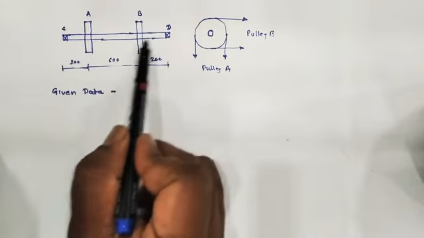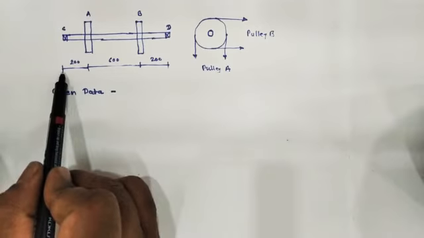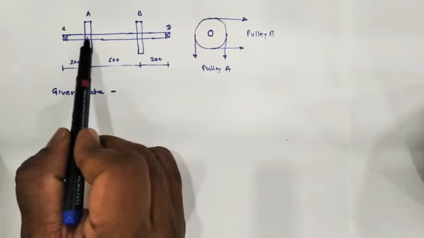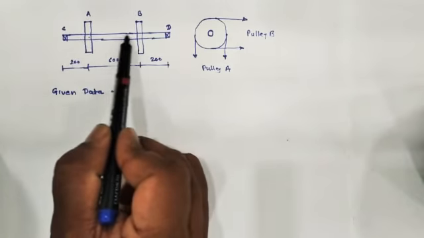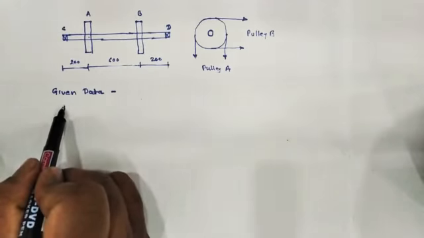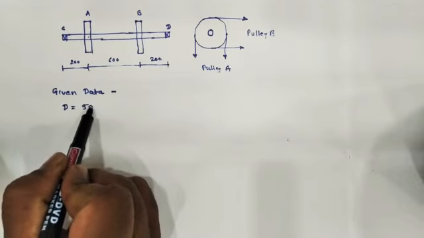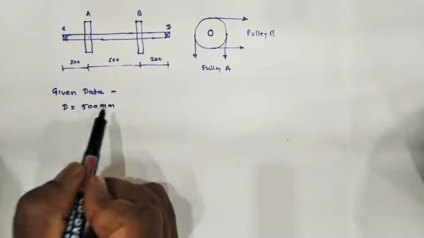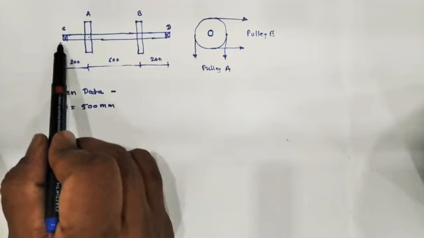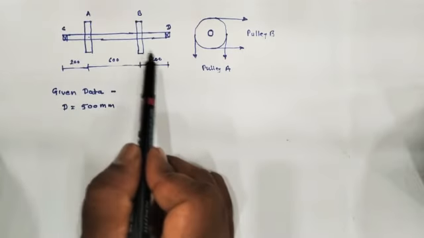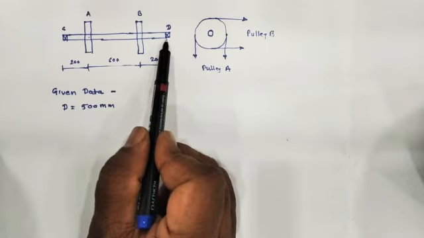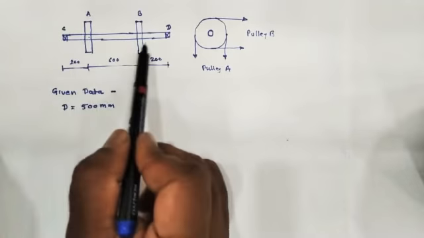The length of the shaft between the bearings is equal to 1000 mm, on which the pulleys A and B, both of the same diameter, are mounted. The diameter of the pulley is equal to 500 mm. Both the pulleys are mounted on the shaft. Pulley A is mounted at 200 mm from the bearing C, and pulley B is mounted again 200 mm distance from the bearing D. So this is the arrangement.